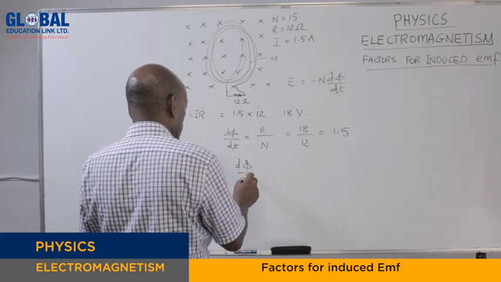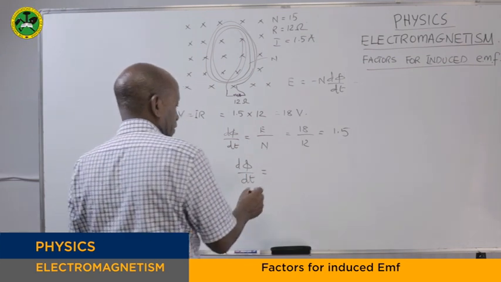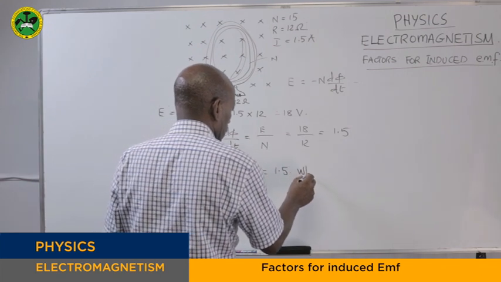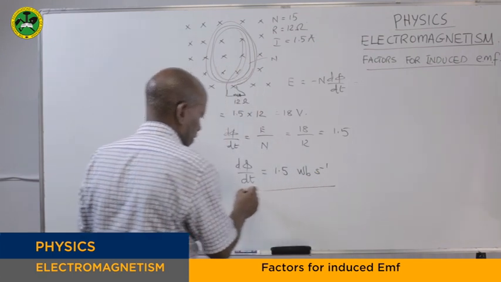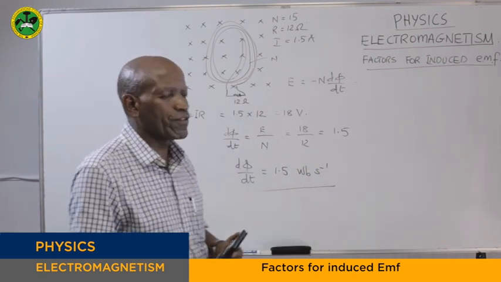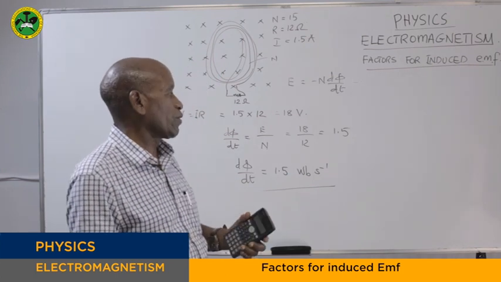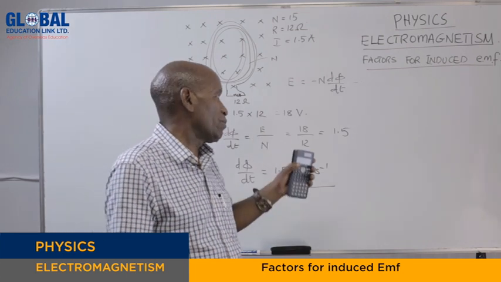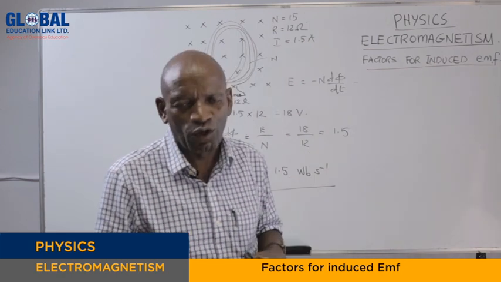The variation of the magnetic flux is just equal to 1.5 Webers per second. This is the variation of the magnetic flux. What is really very important is to understand those two laws, basically from Faraday's law.